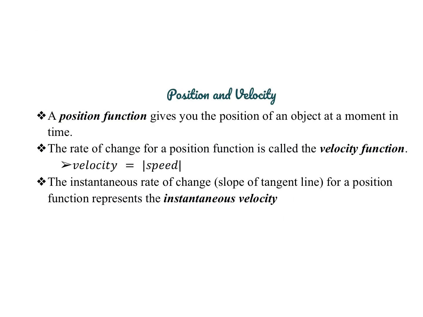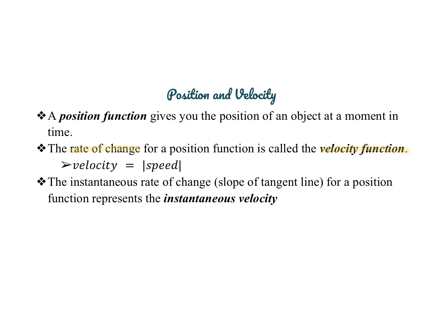All right, so now we're going to talk about one of the applications of this slope of our tangent line, which is the relationship between position and velocity. So a position function gives you the position of an object at a moment in time, such as maybe the height of a projectile at a given time in seconds. The rate of change of that position function gives us what's called a velocity function. So velocity is just the absolute value of speed. It's essentially speed with a direction.